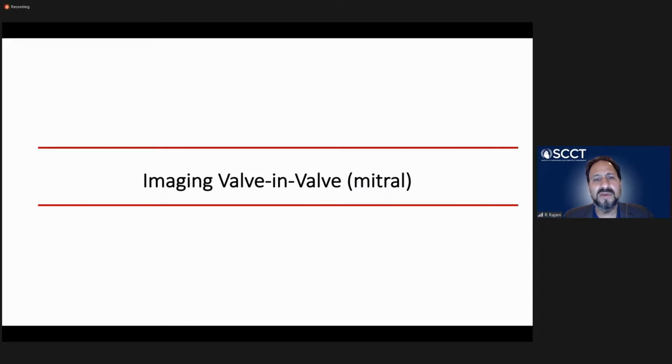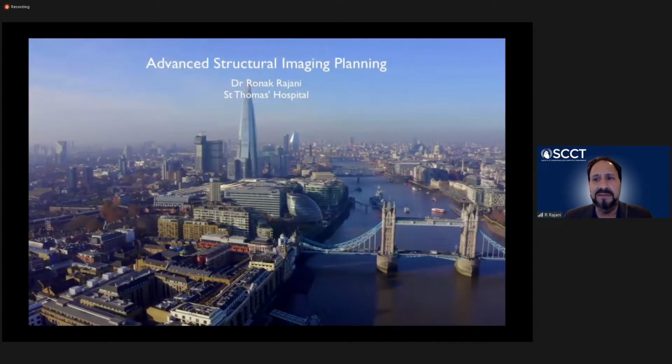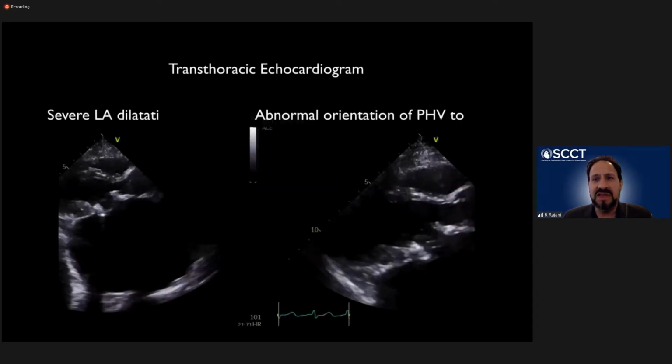Now, another thing that we also do is imaging for the valve-in-valve procedures. This is just a brief video of what our current approach is for valve-in-valve therapies. So this is just the example of the case.